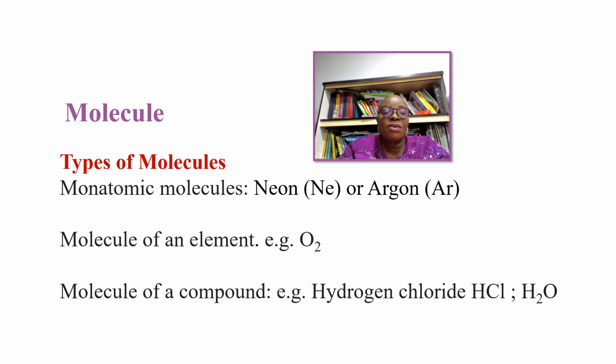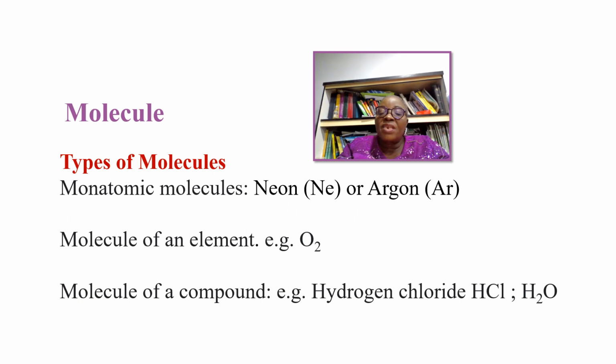Molecule. A molecule is a group of atoms bonded together, representing the smallest fundamental unit of a chemical compound that can take part in a chemical reaction. And we have different types of molecules. We have the molecules of an atom, that are monoatomic. One molecule of a noble gas has one atom. They are chemically unreactive. We know that. We call them inert. They cannot react. Example, neon or argon.